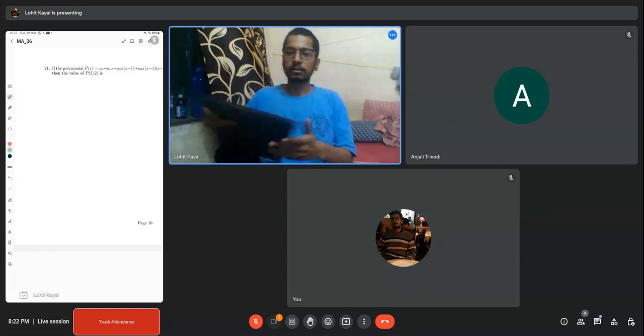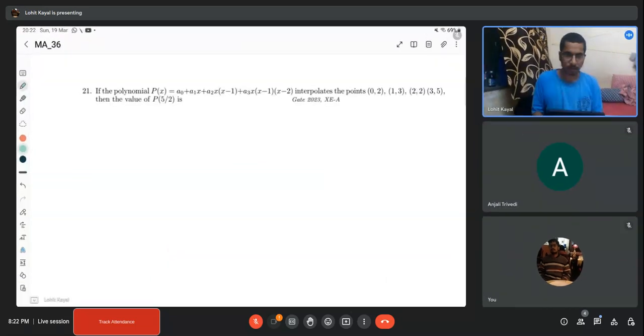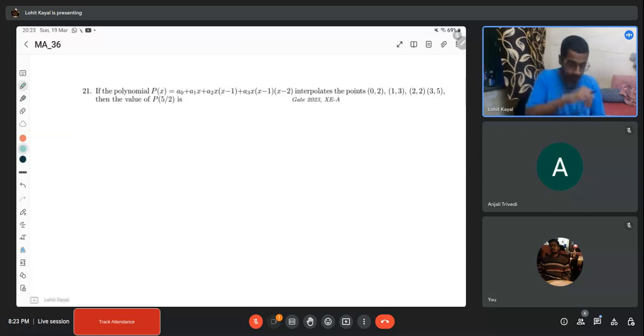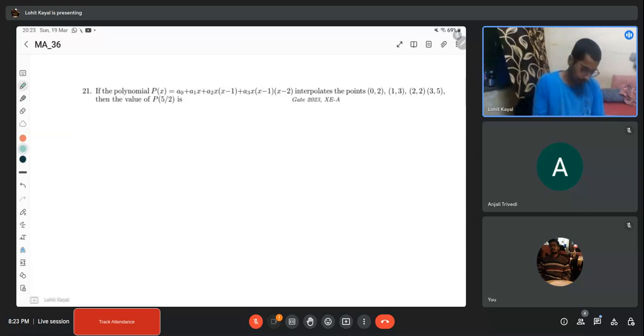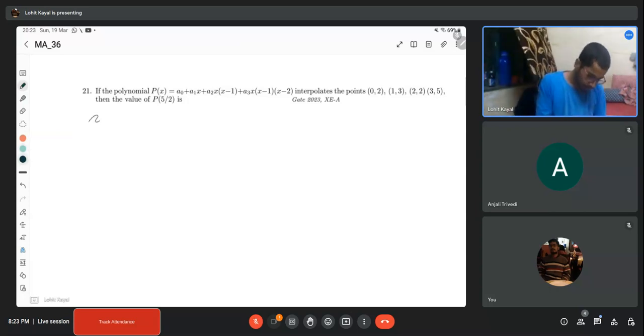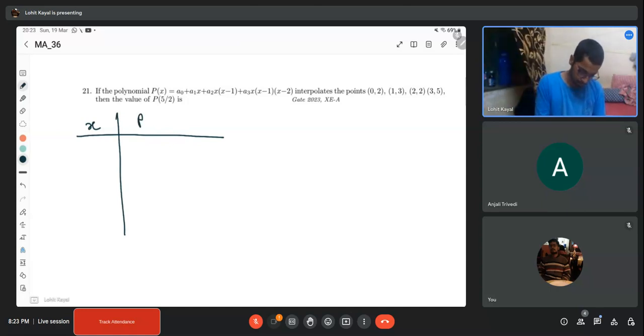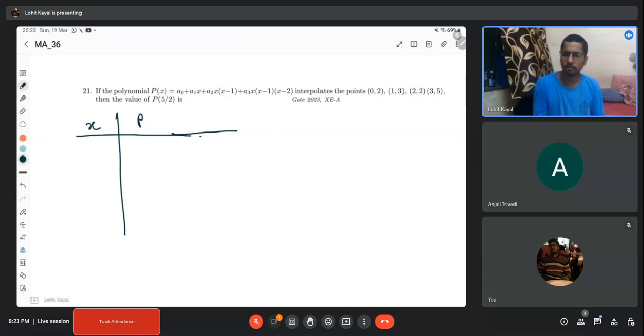Okay, so let's proceed with the calculation. Here you are given, again I just need to follow the same thing. I have to construct the difference table, x and p. Here it is told that I need to find the value of p at 5 by 2.